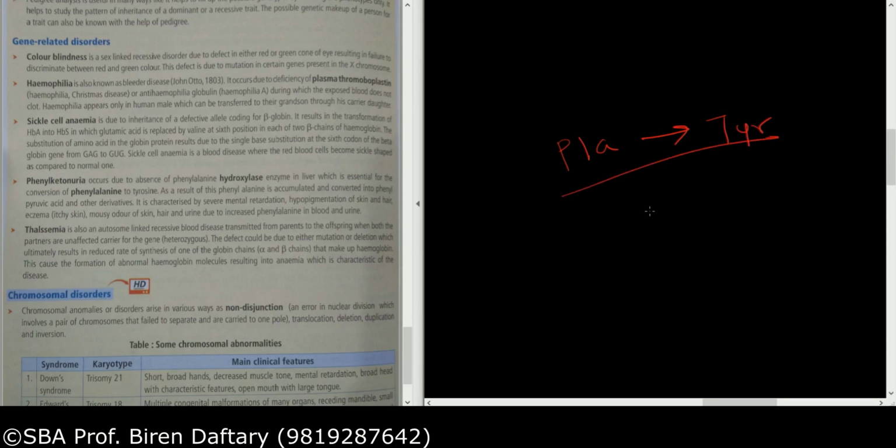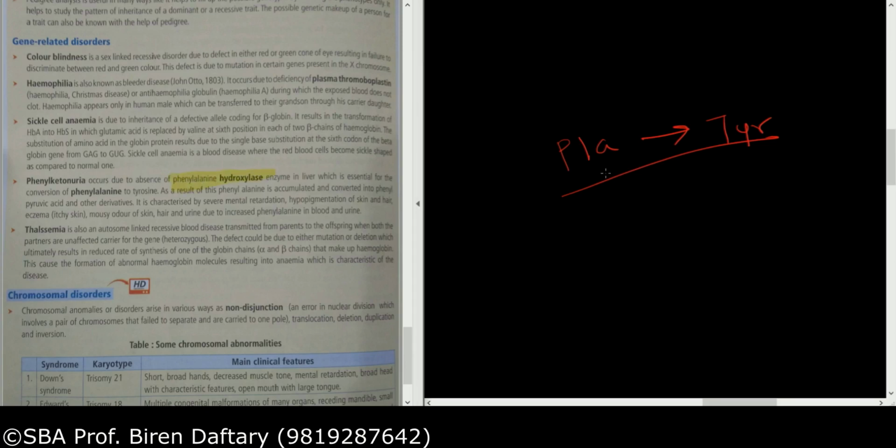You know the ratio is 2:1. PKU also you know. So basically in PKU what happens is, the amino acid phenylalanine, correct? Normally phenylalanine is written as PHE. So this phenylalanine is converted into tyrosine. This is in normal human beings. Okay, but in people suffering from phenylketonuria, this phenylalanine is not converted into tyrosine because of that enzyme which is absent, phenylalanine hydroxylase over here.